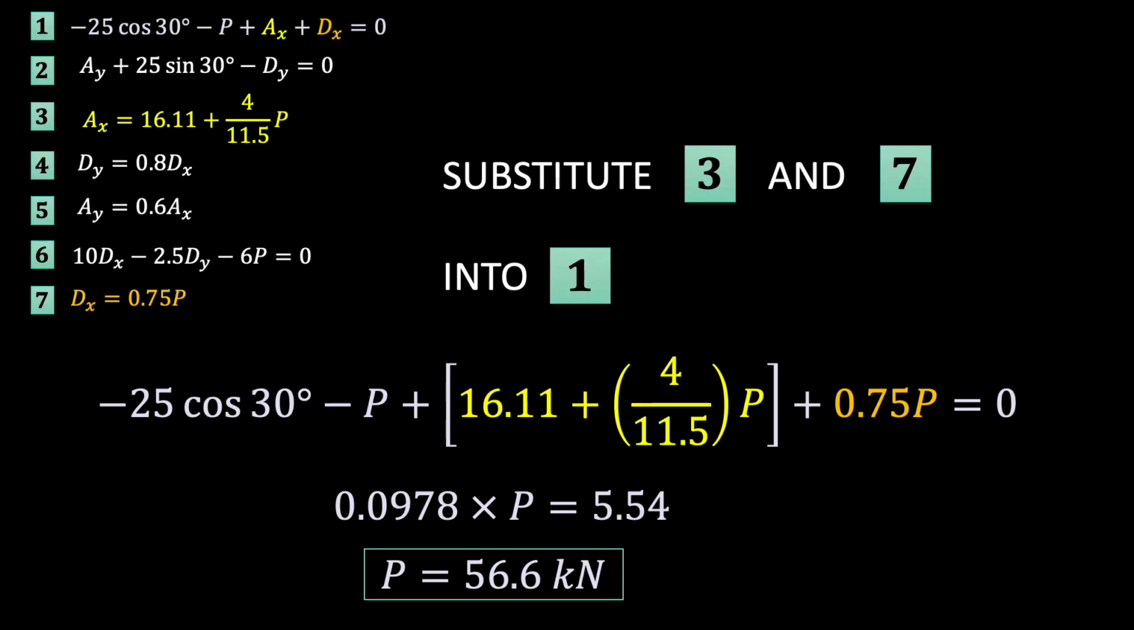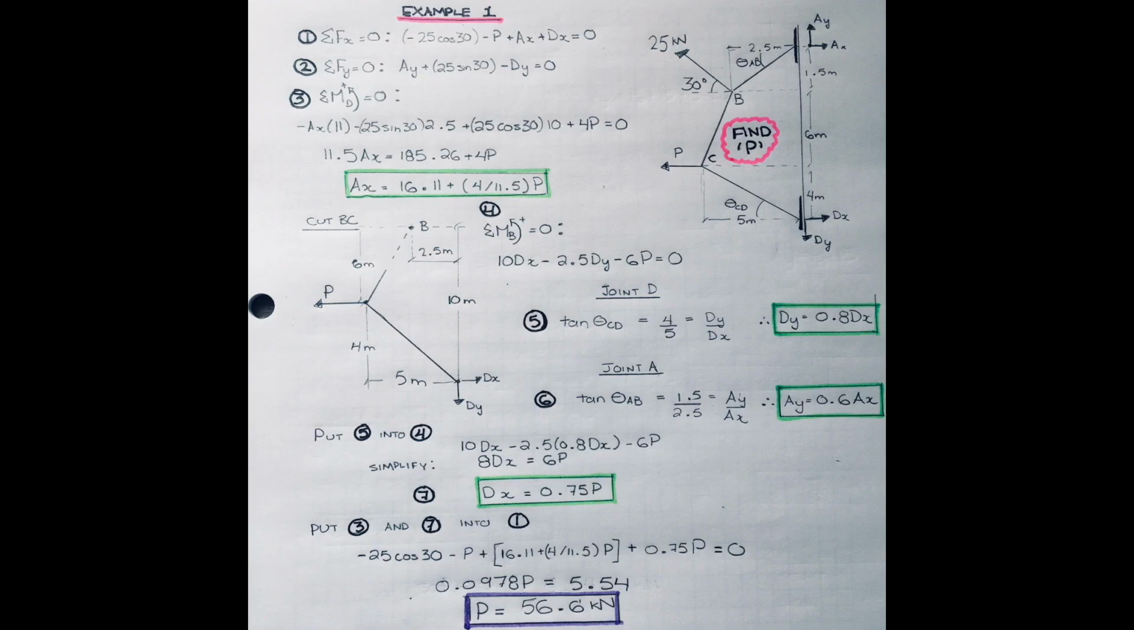We now have enough equations with our variables in terms of P that we can write an entire equation in terms of just P. That will let us solve for P. We substitute our equations, collect like terms, and solve to get that P is equal to 56.6 kilonewtons. Nice job! Now, here's the whole problem together. You can pause and review. Notice that we didn't really even need to look at joint A in order to get our answer.